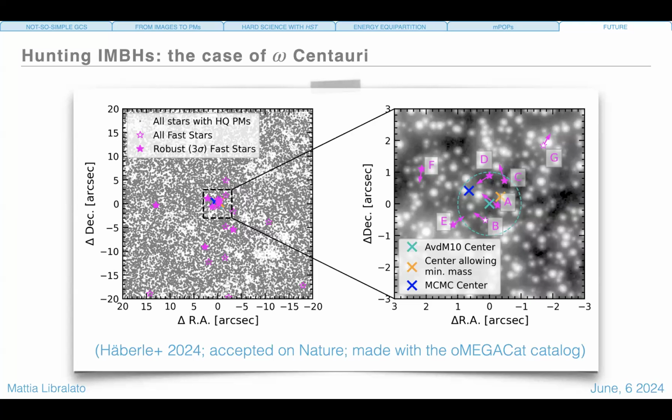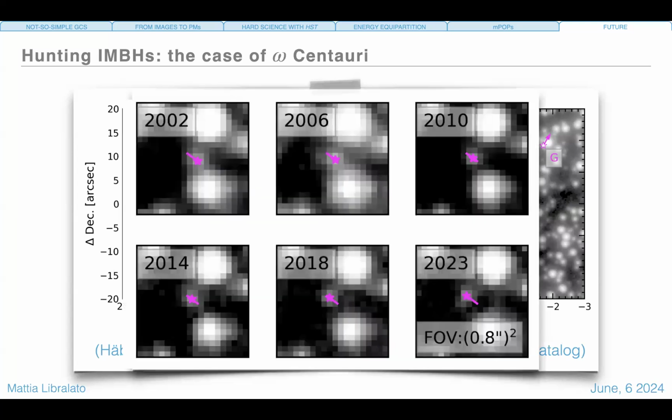And one of the explanations that we think makes them move this fast is that there is a very massive unseen object there, which can be an intermediate mass black hole. When I say fast, these stars really move fast. But this is just one of them. Taking different snapshots over time, you can clearly see that the stars moved by several pixels.